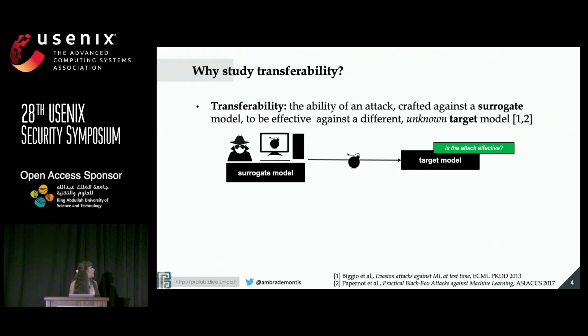So in this case, if the attacker doesn't have knowledge about his target model, what he can do is learn a surrogate model, so a different machine learning model. He crafts his attack against the surrogate, and he tries to use this attack against his target. If the attack is effective against the target, it is said that the attack transfers. So basically, transferability is the ability of an attack, which is devised against one machine learning system, to be effective against a different one.